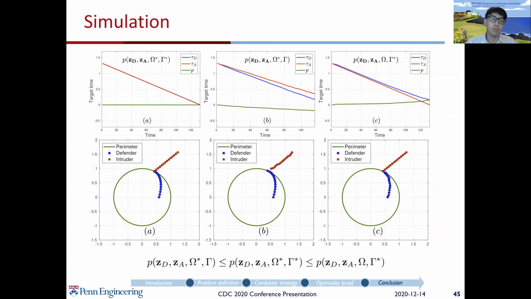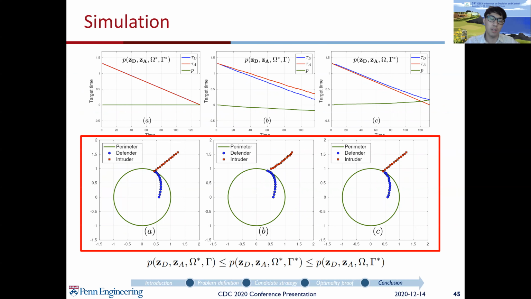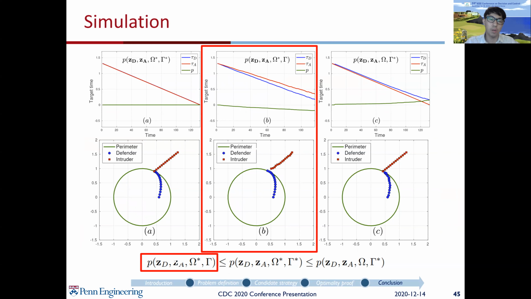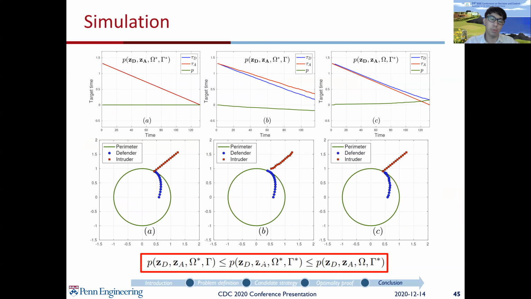Here is the result of the simulation. At the top, it shows the time-to-target curve for each case. And this is the trajectory for the defender and intruder. We see that in the first case, the payoff stays the same at 0. For the optimal defender strategy, it decreases. And in the intruder case, it increases. So we verify the Nash equilibrium.